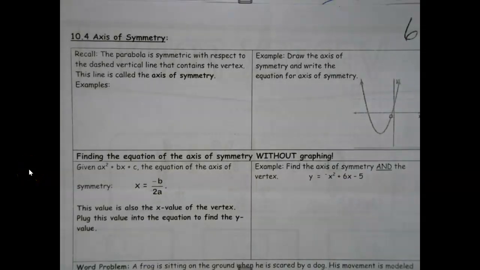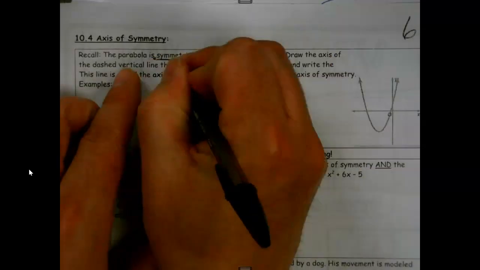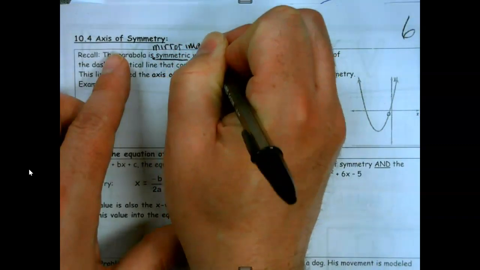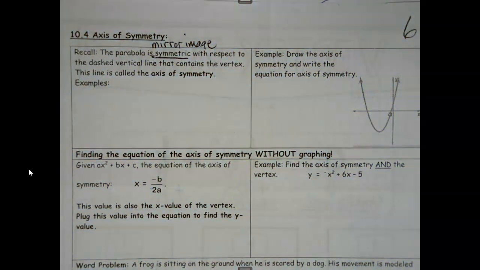Doing the axis of symmetry was a good spot to jump back in because it's something we've been introduced to. It's that dotted line that goes through the middle of our parabola. But we're also going to have a new way of finding the axis of symmetry without knowing the vertex or having a graph. The parabola is symmetric, which means it's like a mirror image, a reflection of itself on both sides with respect to this dashed vertical line that contains the vertex.